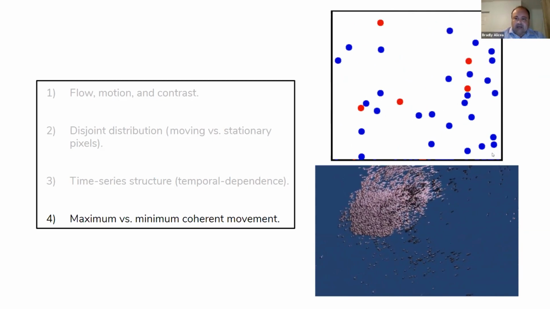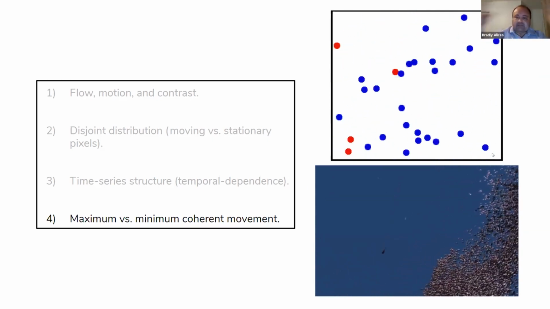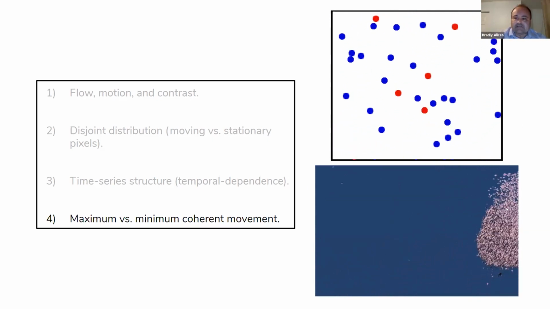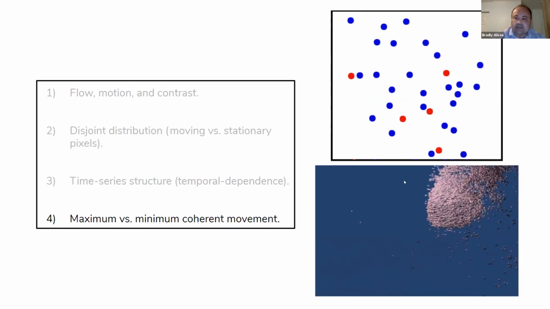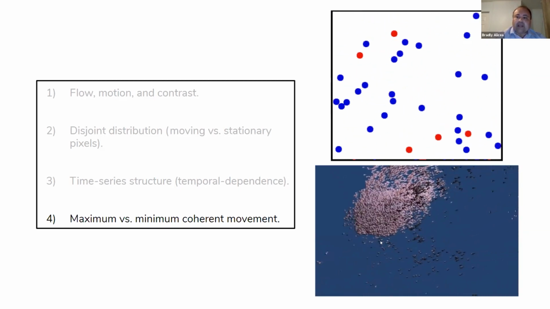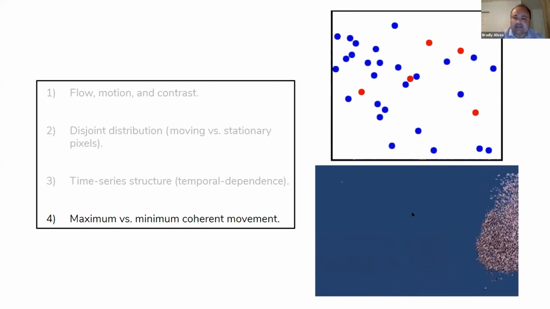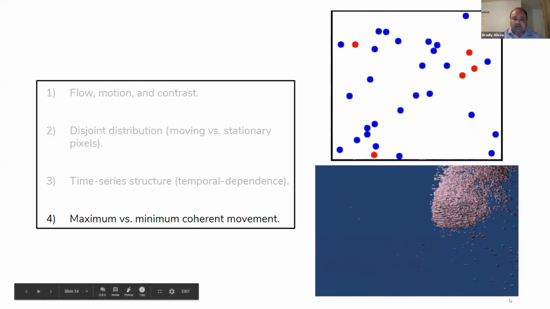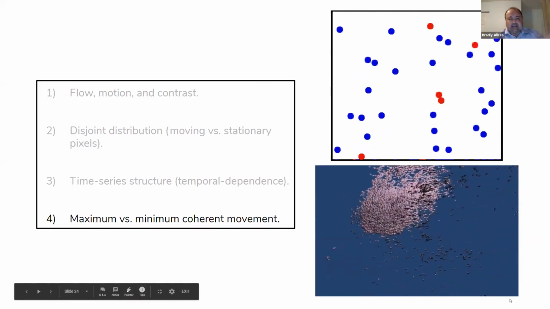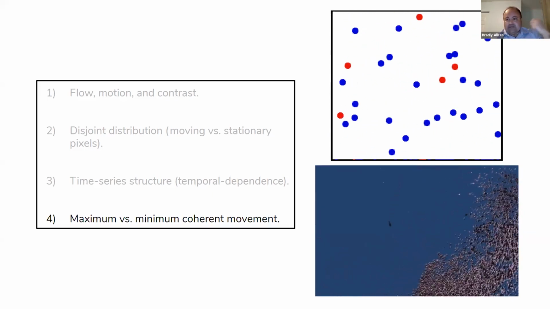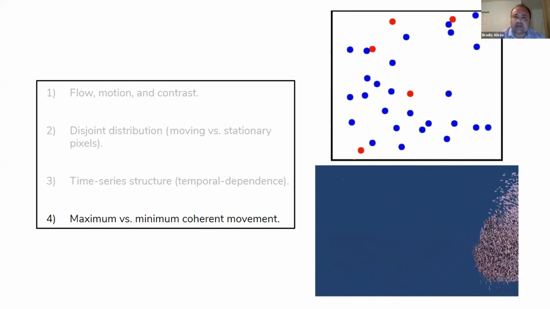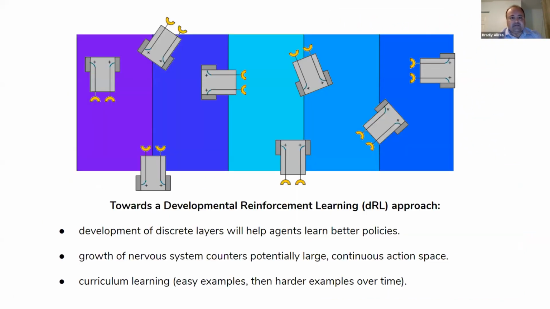Contrast this with the bottom, where you have a maximum amount of coherent movement. You have these flocks of birds that are moving in a very patterned way, and you can see exactly how they're coming together and clustering. These are all the things that we want to train our agents on, getting them to differentiate between these different types of information, and then ultimately make that quantitative.